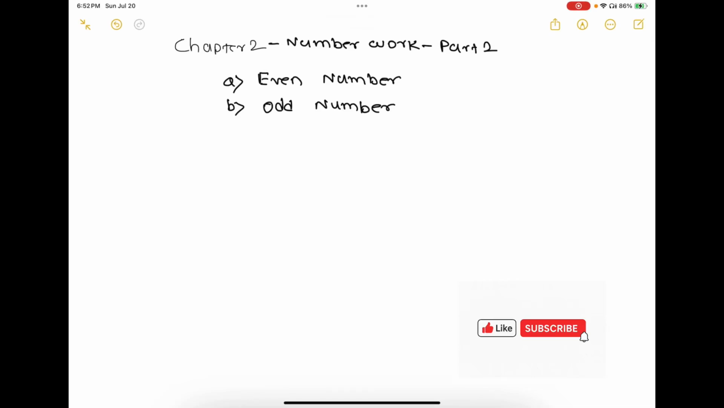Hi friends, in this part 2 of number work, we are going to understand two types of number. First is even number and second one is odd number. These are the two types of number we are going to understand and learn in this part 2. Okay, let's start with what is even number.